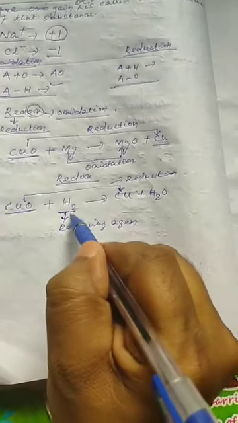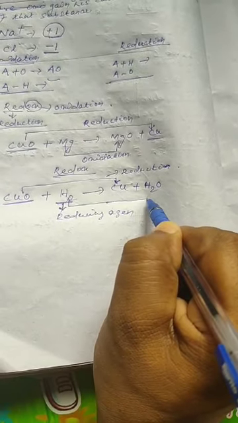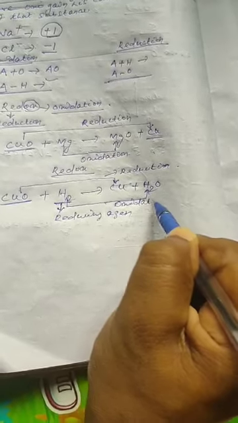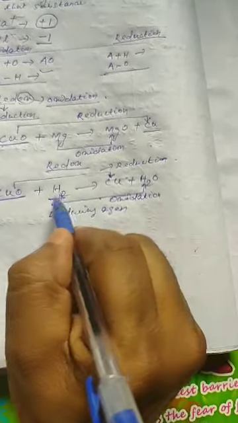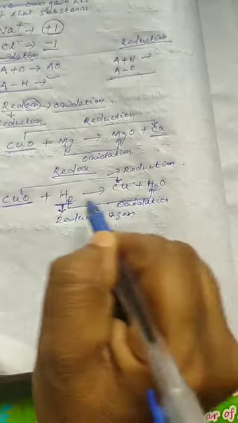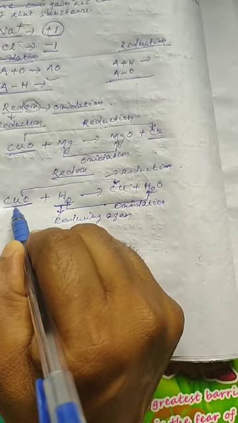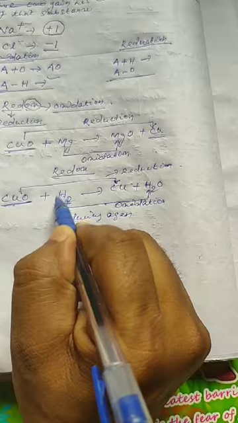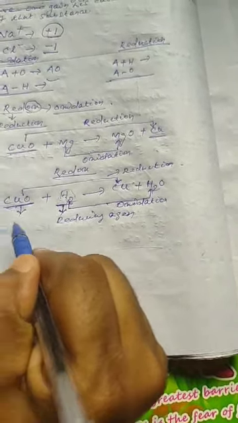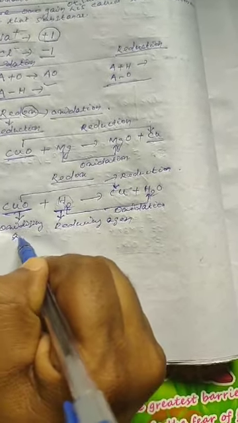Again, similarly, if we do this, in hydrogen, oxygen is added. That means here oxidation takes place. And where does this hydrogen gain that oxygen? The oxygen which combines with hydrogen comes from copper oxide. That means it helps hydrogen to oxidize. That means it is the oxidizing agent. This is known as the oxidizing agent.